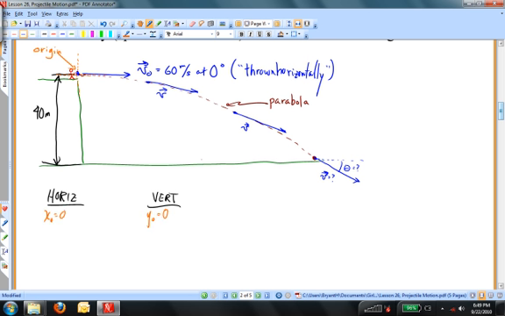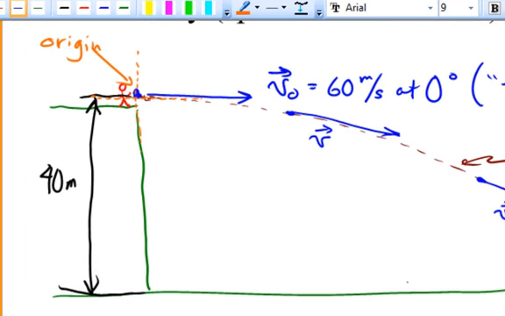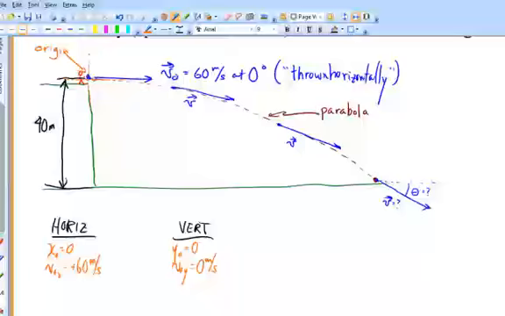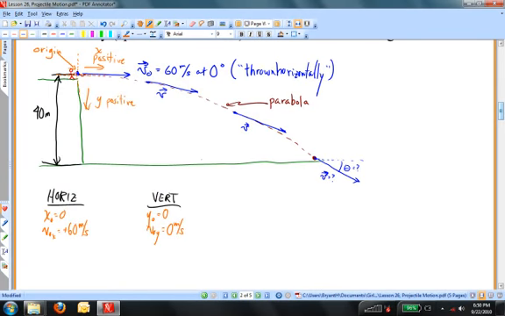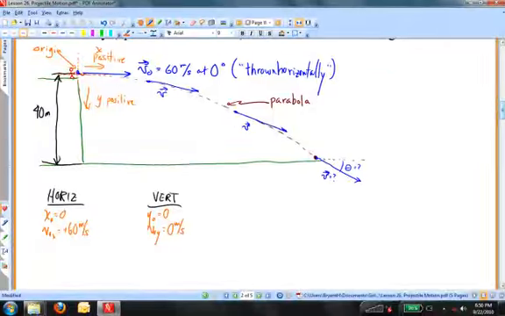v naught is 60 meters per second at 0 degrees because the object's thrown horizontally. So that means that there is an initial x component of the velocity that is 60 meters per second, and an initial y component of the velocity, v naught y, which is 0 meters per second. I'm going to let the direction of the initial motion be the positive direction. So for x, positive is going to be to the right. And for y, since there is no initial velocity in the y direction, I'm going to take the direction of the acceleration, which is the downward direction, to be positive. With that said, I can say that the acceleration in the y direction is plus 10 meters per second squared.